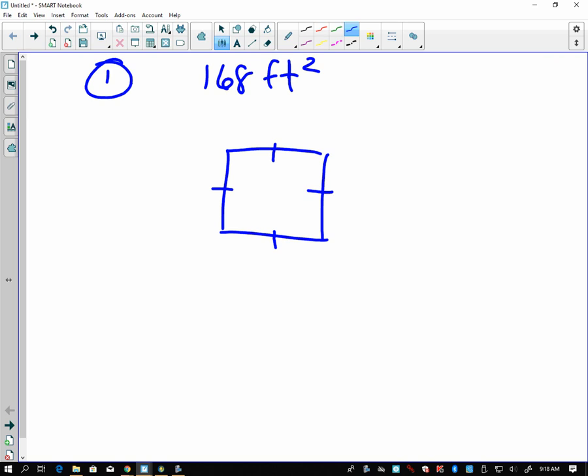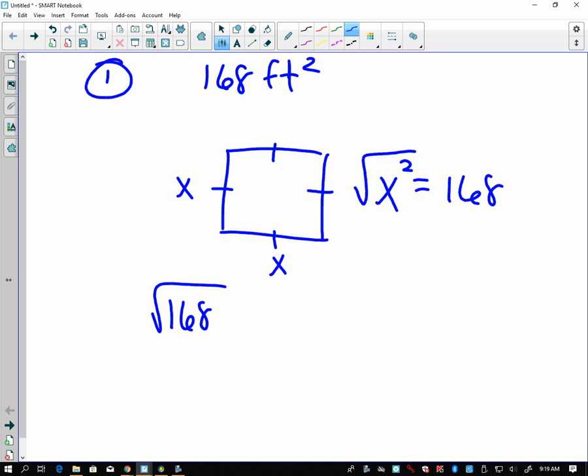We want to estimate the side length of the garden to the nearest whole number. So what do I do with 168 feet squared? If I know that this is the area, how do I find the side length? We want to take the square root of 168, because that's the reverse of how we would get area. If this side was x and this side was x, then x squared equals 168. How do I undo something squared? We would square root both sides, so x equals the square root of 168.